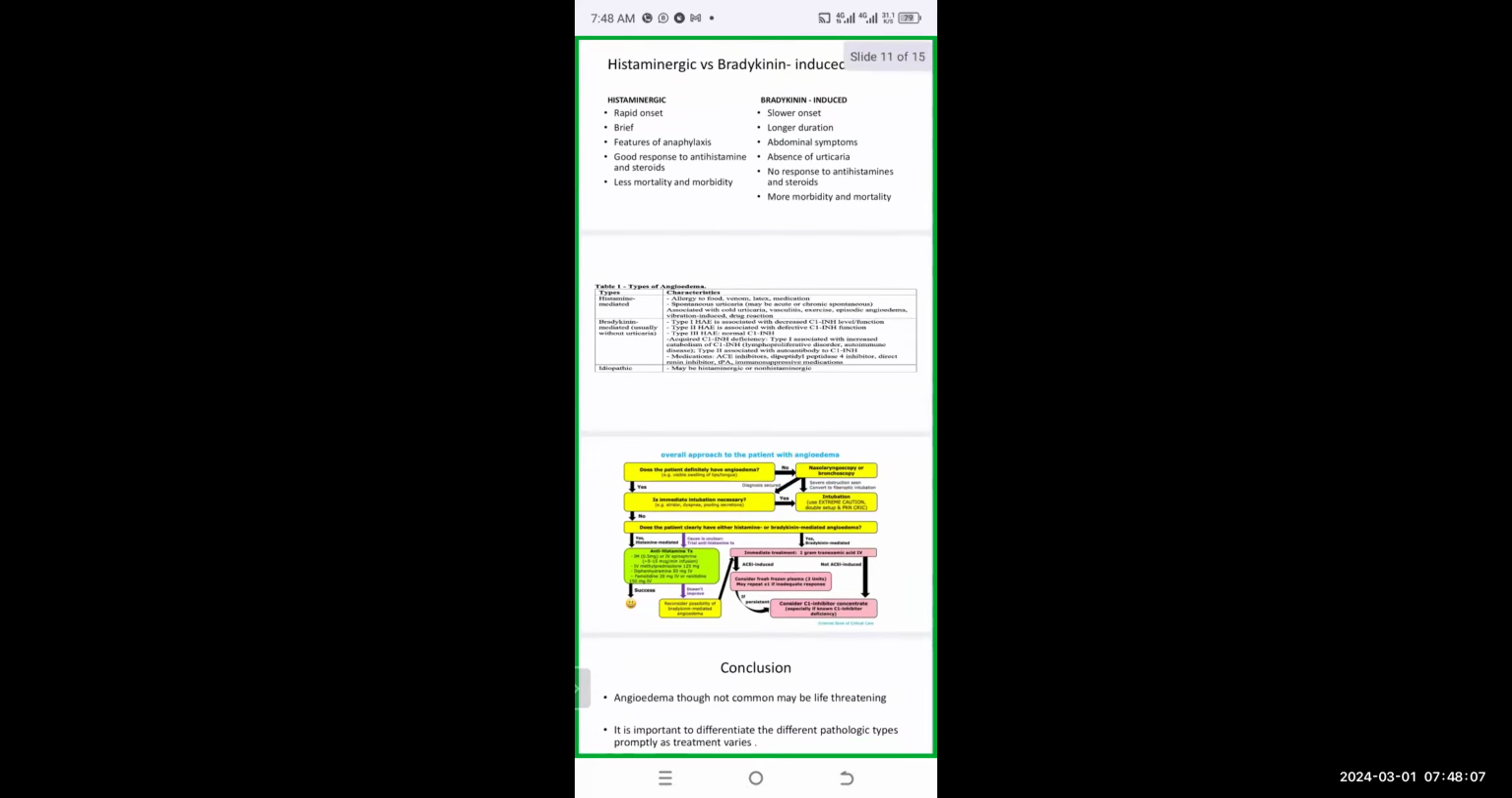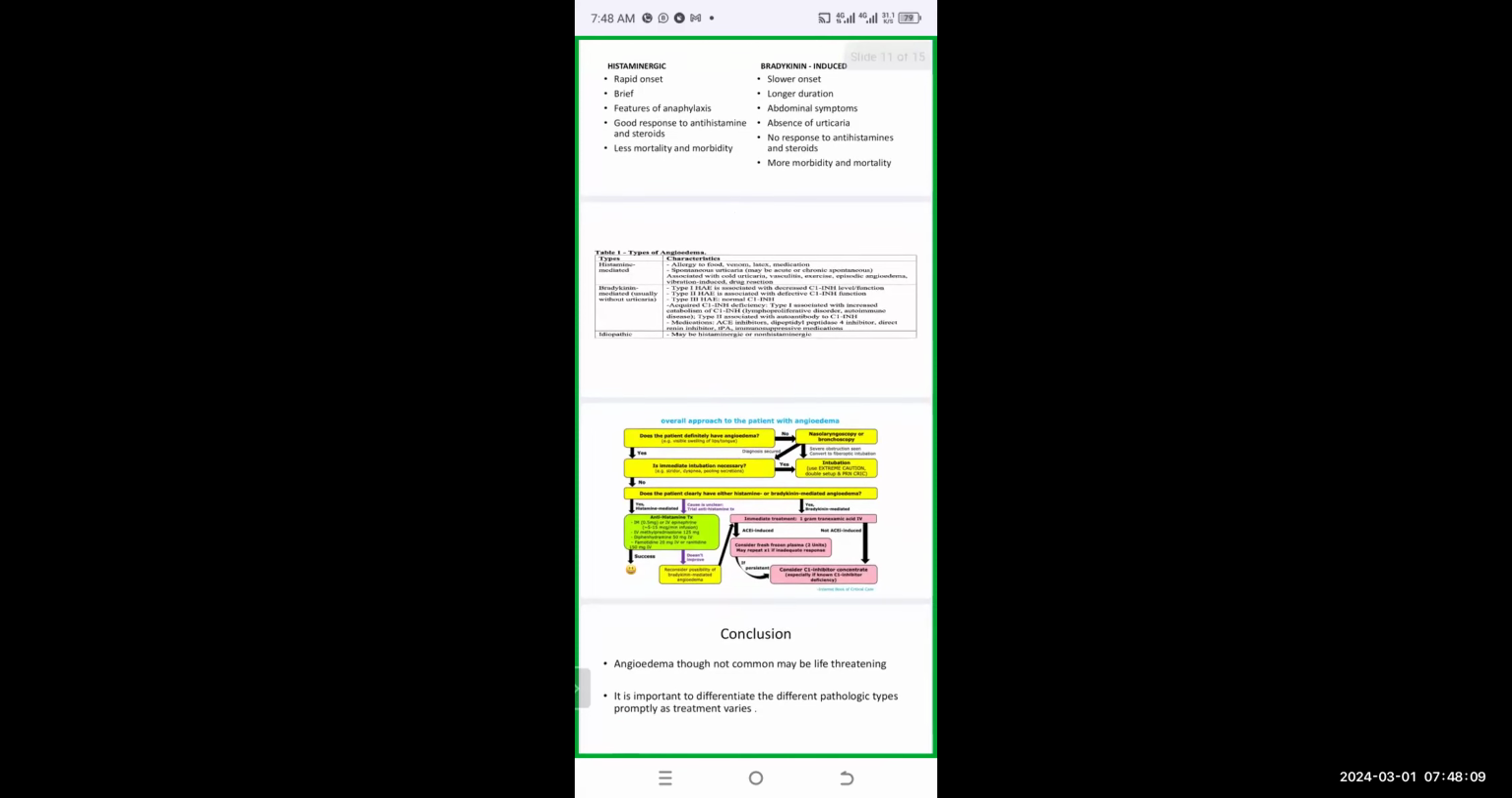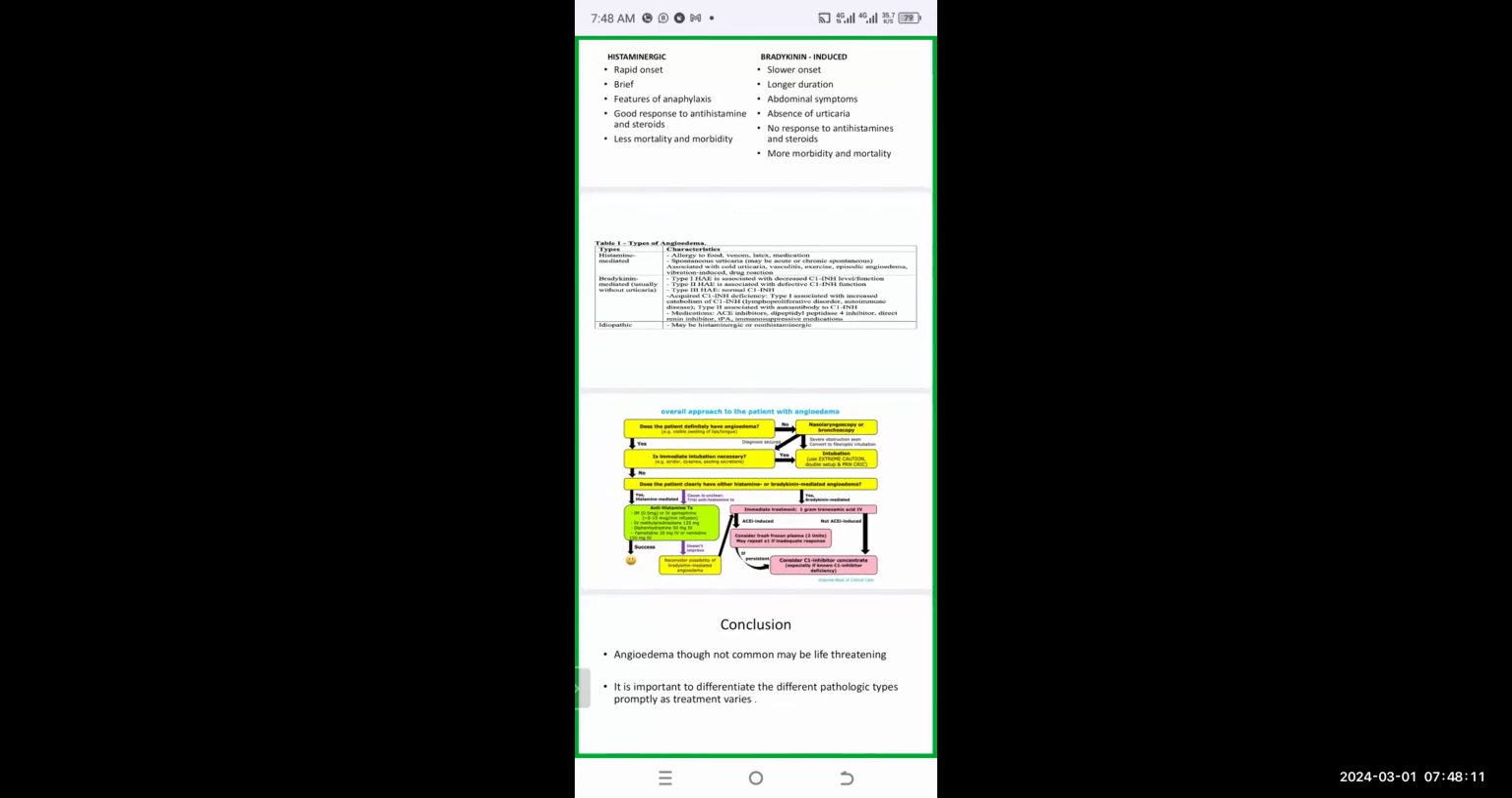I'll just give another overview. Types of angioedema, like I said, are histamine-mediated or bradykinin-mediated. And note that bradykinin-mediated can be acquired, as in this case, or can be hereditary. Now, the overall approach to patients with angioedema.